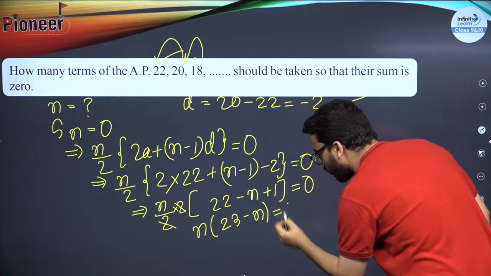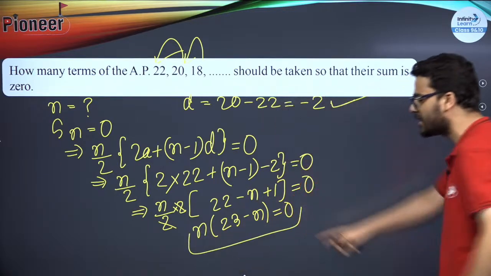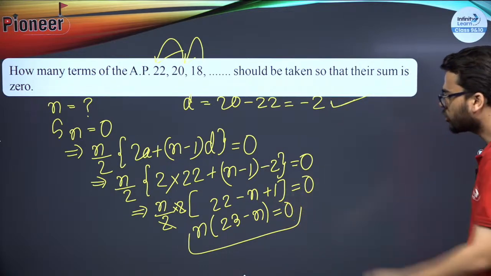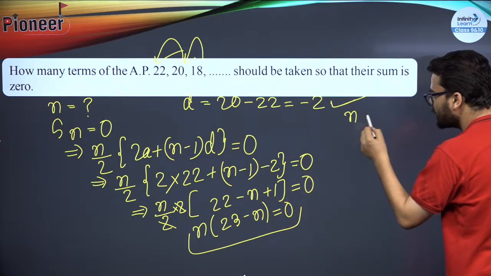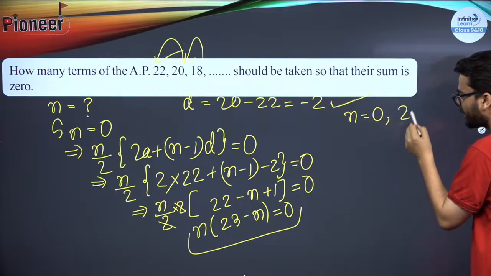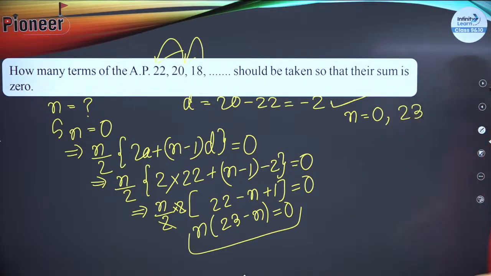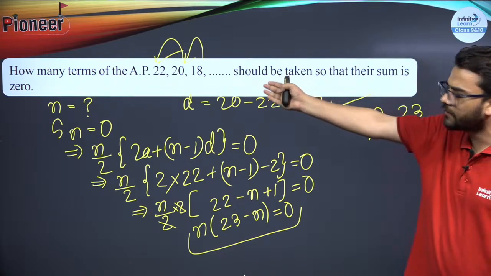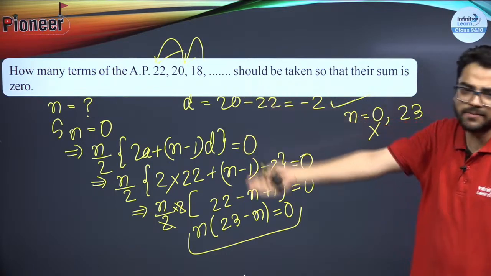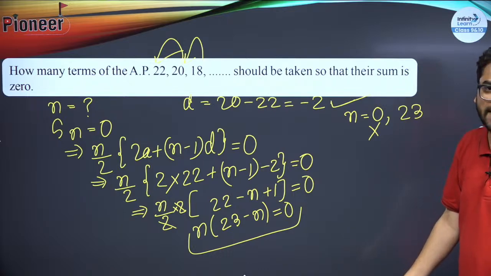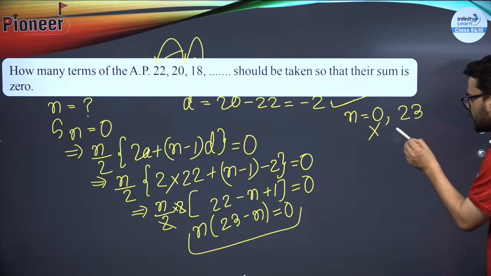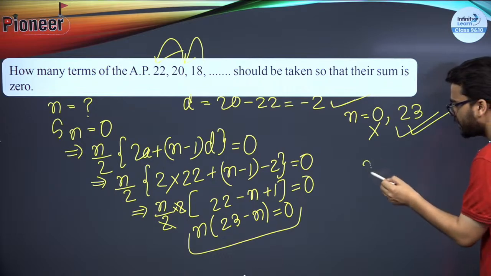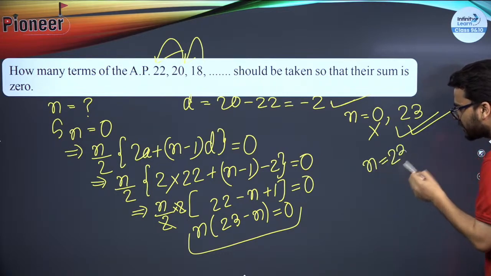So you see this is a quadratic equation in n. So two possibilities are there. n is equal to 0 or 23. But obviously n is equal to 0 you will neglect, because you can already see 3 terms in this AP. So you cannot say that the number of terms of this AP is 0. Therefore the number of terms of this AP is 23. So that is the answer.